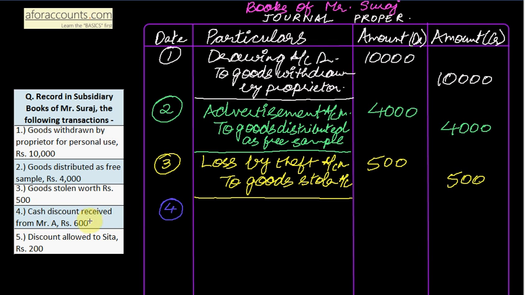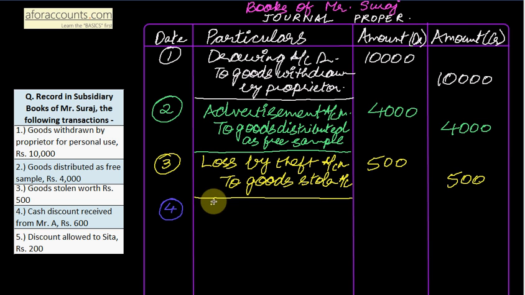Cash discount received from Mr. A, 600. Discount received is always my income, so my income has always to be credited. So the entry will be Mr. A account debit to discount received. Again, this cannot be put anywhere else, so I am putting it in the journal proper.